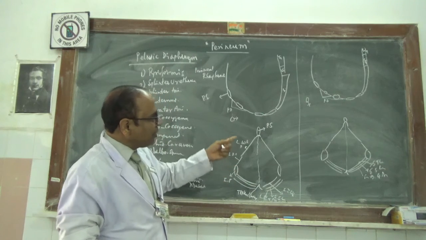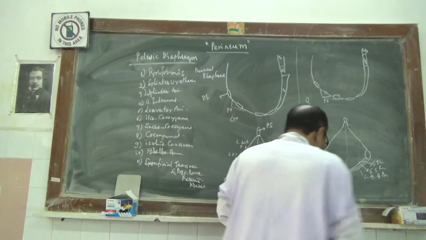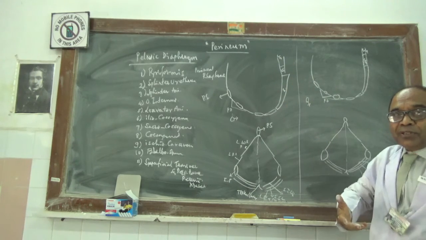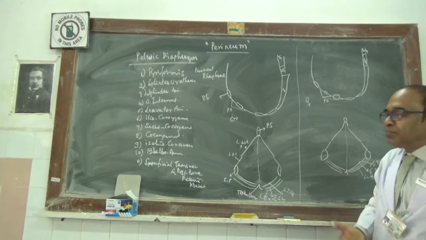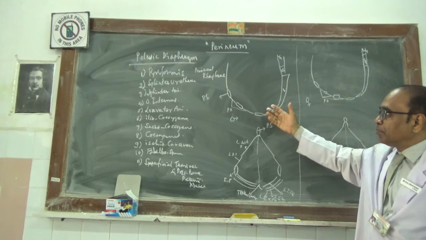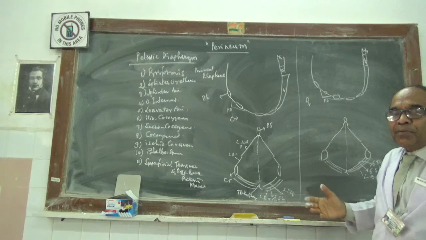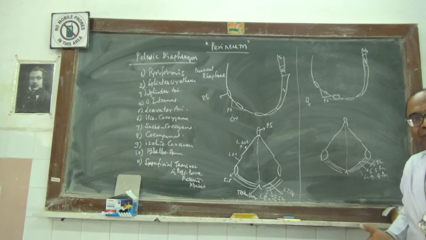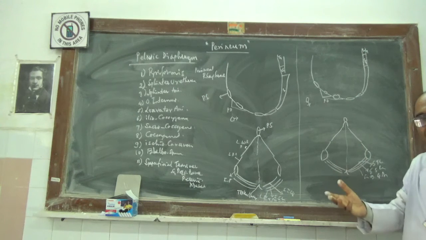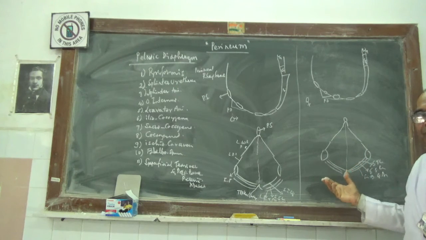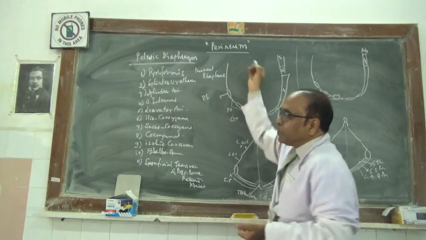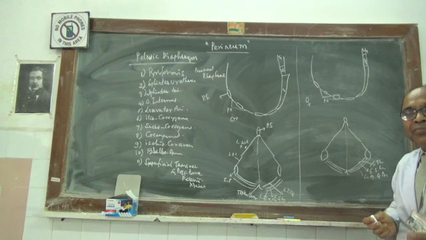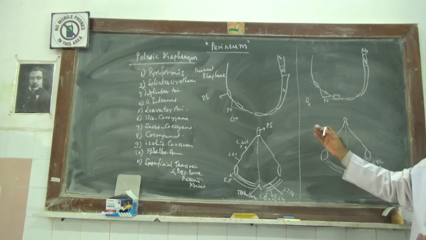Now when you see the perineum in this manner, you should know that the perineum is the pelvic outlet. In this perineum, all the pelvic viscera in male and female open to the external environment. That is the main purpose. Perineum is the space between the thighs, present at the pelvic outlet.